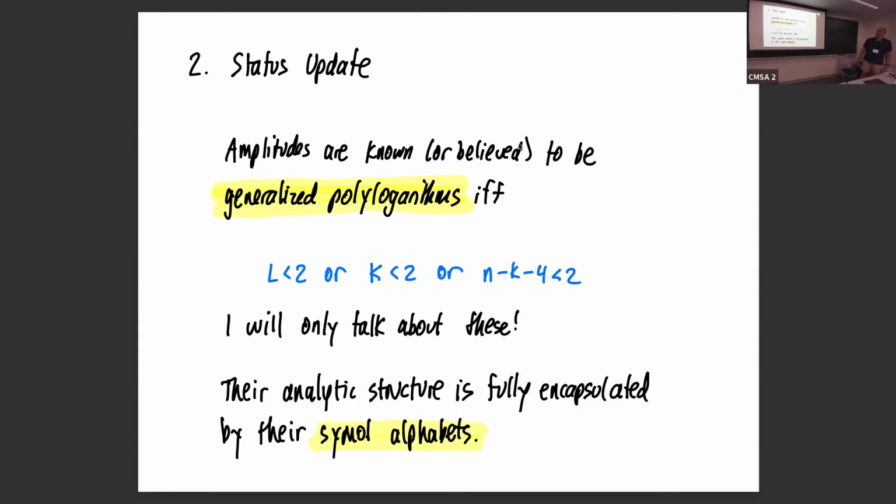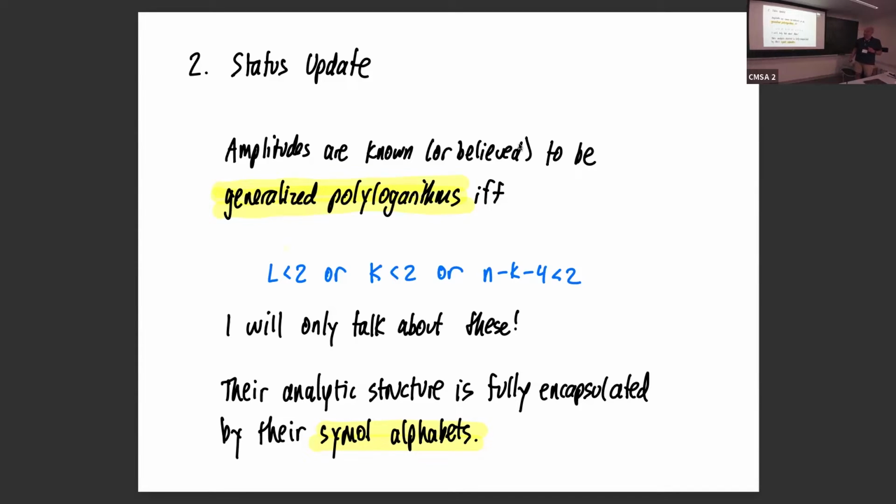Amplitudes are known or believed to be generalized polylogarithms if and only if the conditions here are satisfied. And I will only talk about these in my talk. So amplitudes outside the class of generalized polylogarithms are starting to become well studied in our community. The tools are starting to be developed for those, but the avatars of them in n=4 Yang-Mills theory are exceedingly complicated, and very little is known about them yet. So therefore, I need to restrict my attention to generalized polylogarithms.